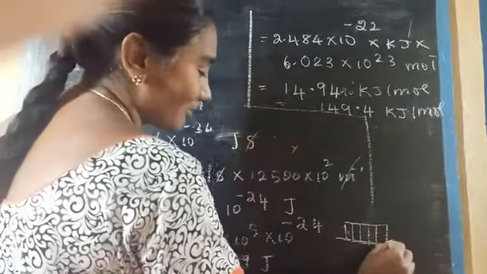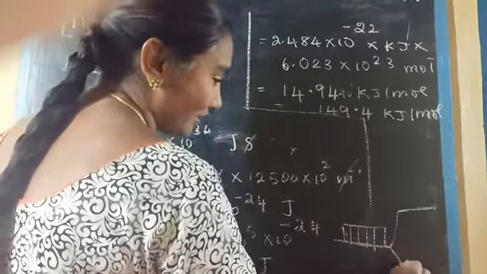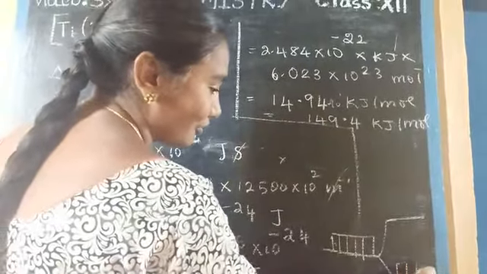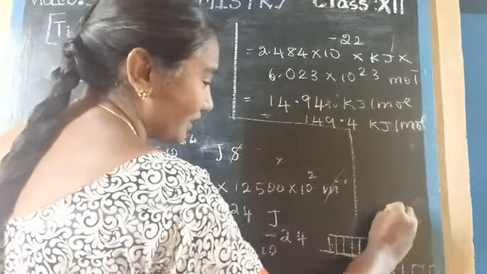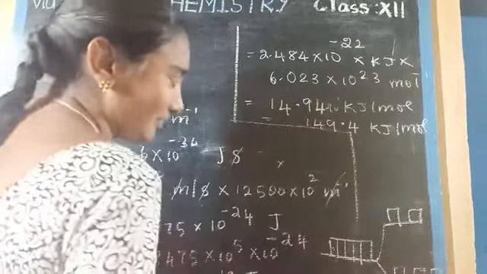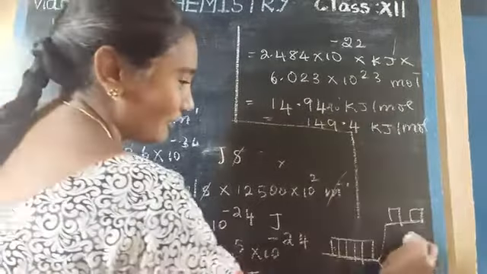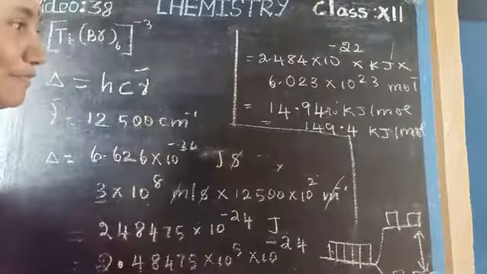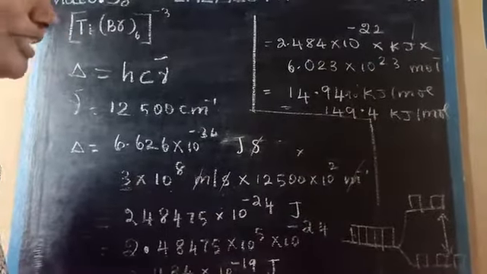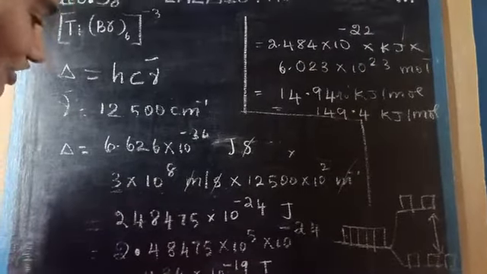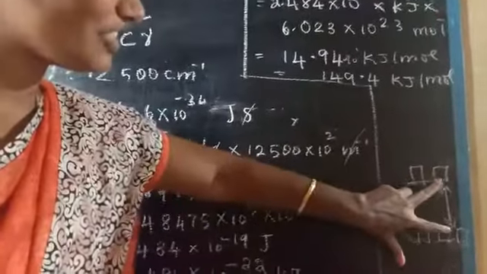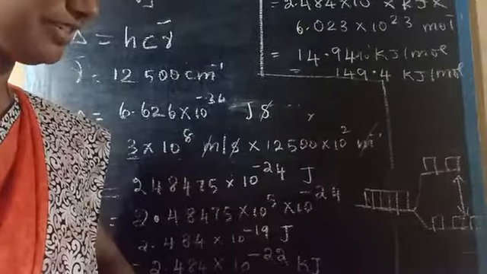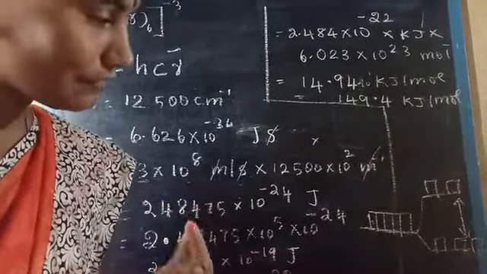Now start splitting. This is an octahedral complex, so t2g and eg. Are you clear, children? Now talk about this splitting energy value, 149.4. Are you clear, children? This calculation shows the splitting energy of the coordination complex. Children, this is one of the tricks.